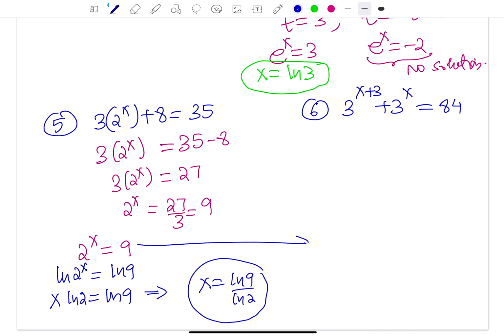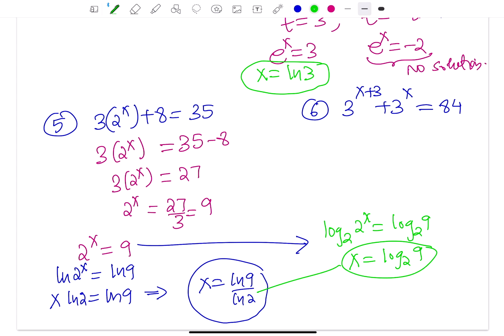What if at this step I decided to take log to the base 2 on both sides? Log to the base 2 of 2 to the power x equals log to the base 2 of 9, which is going to leave me with x equals log to the base 2 of 9. And using the change of base formula, these two are equivalent.